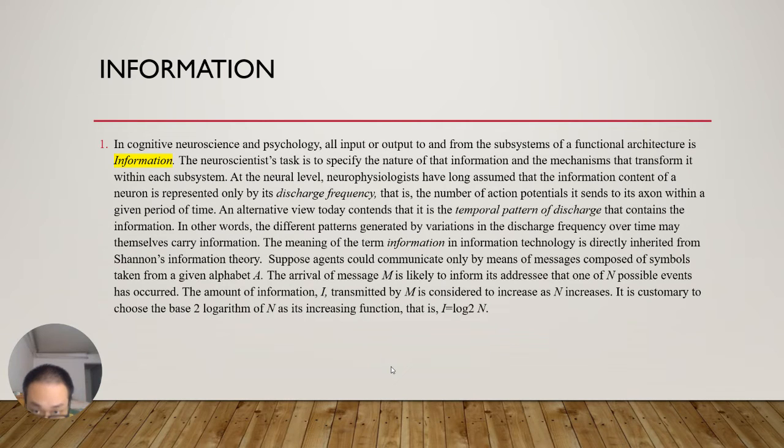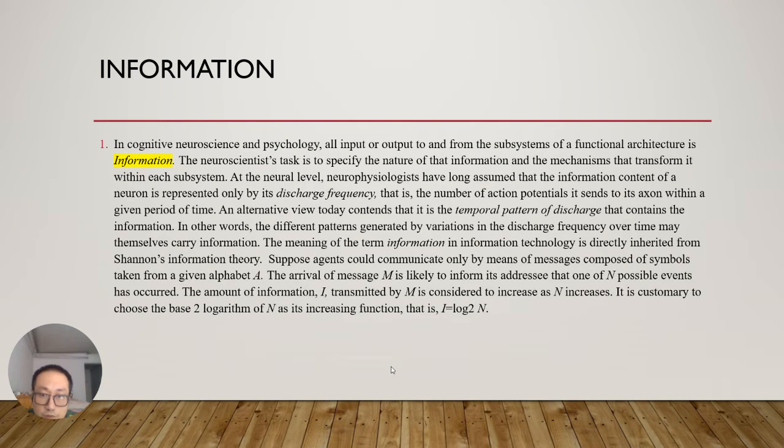下面就是我结合了多个学科摘选的一些关于信息比较重要的内容，大家可以重点看一下，我读慢一点。In cognitive neuroscience and psychology, all input or output to and from the subsystems of a functional architecture is information. The neuroscientist's task is to specify the nature of that information and the mechanisms that transform it within each subsystem. At the neural level, neurophysiologists have long assumed that the information content of a neuron is represented only by its discharge frequency, that is, the number of action potentials it sends to its axons within a given period of time.